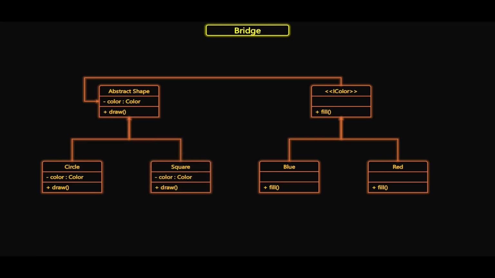This way, whenever a client wants to define a colored shape, let's suppose a red square class, then just pass the red class object into the square class object and they can get the red square functionalities. This is the bridge pattern implementation.